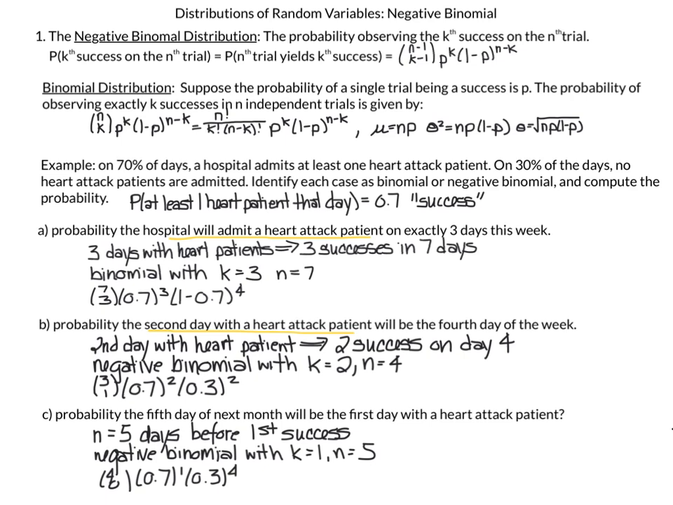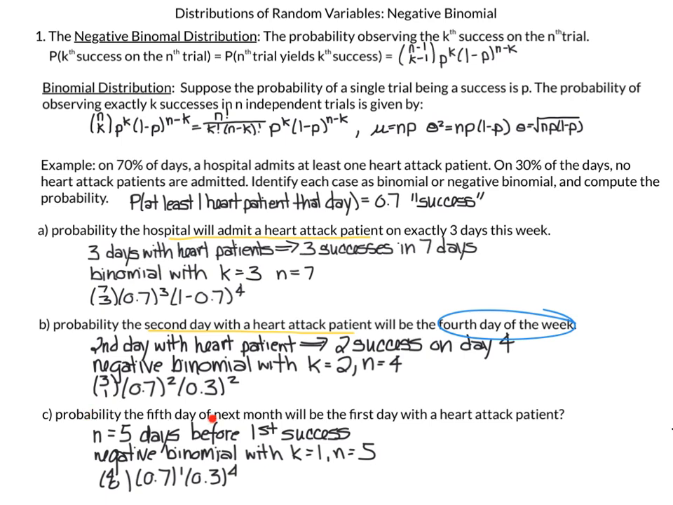In other words, the 4th, that's our number of trials. So this is a number of trials, the 4. Second day with a heart attack patient. So in other words, 2 successes on day 4. So that makes it a negative binomial.